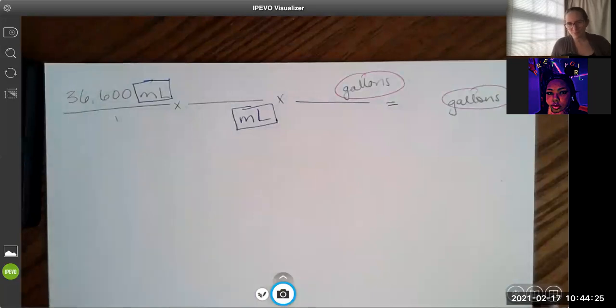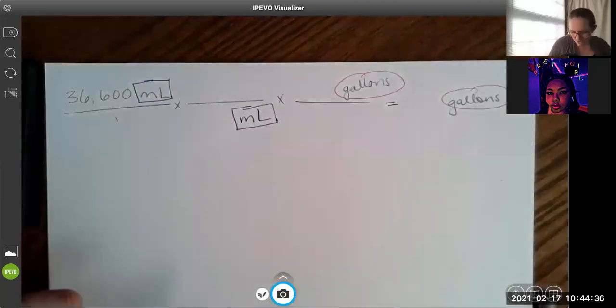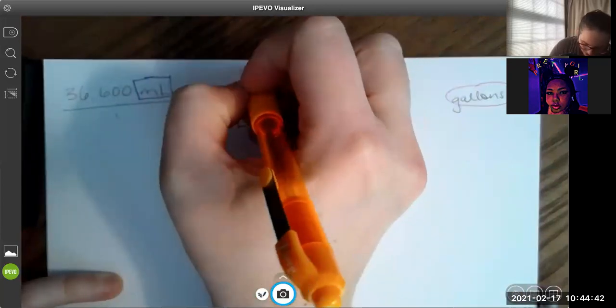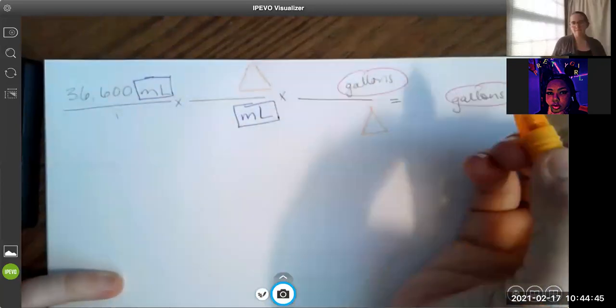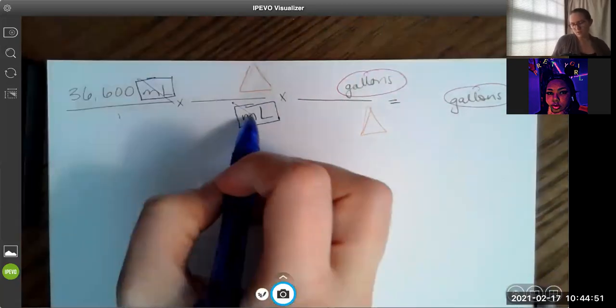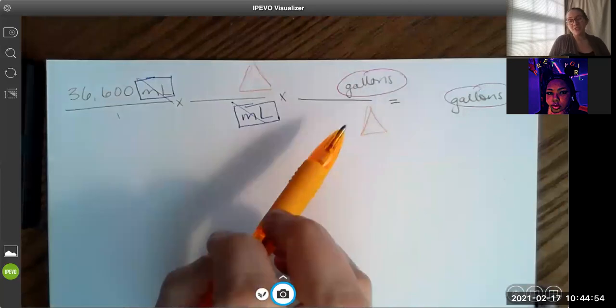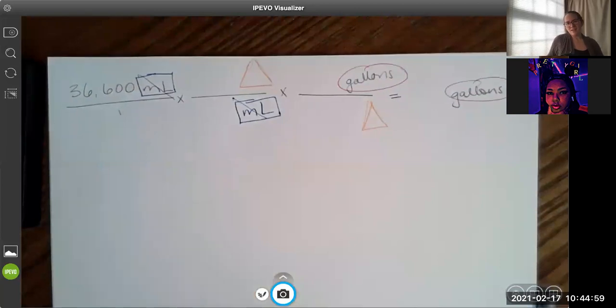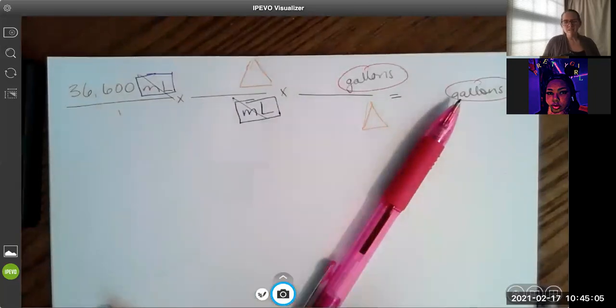Are we done or are we missing something? We're missing a whole lot. Okay. So one's gonna go on the top. Maybe let's do all of our units first because this is a multi-step. We're going to convert it from milliliters to something else and then into gallons. There's your gallons.